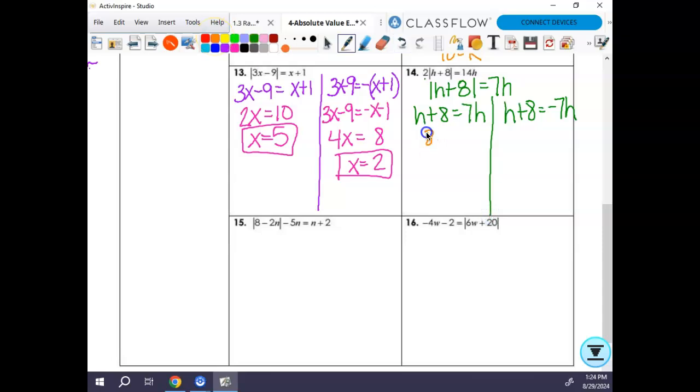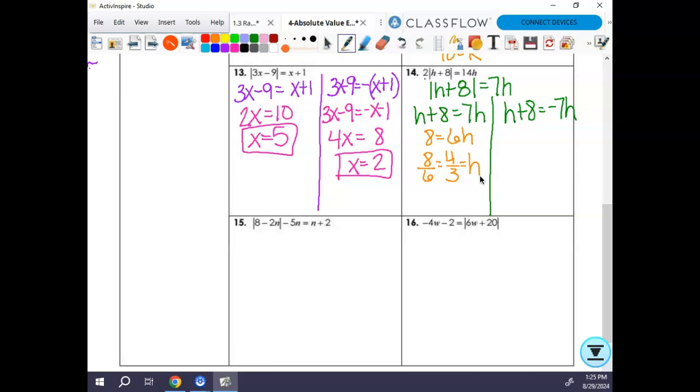And I'm going to get 8 equals 6h. And so 8 over 6. What is 8 over 6 reduced? 4/3. And that is h. Okay. When you're doing this stuff on your own, if you are using a calculator, you're not turning that into a decimal. We leave it as a fraction. Okay. And then I'll figure out if I want to box this here in just a second.